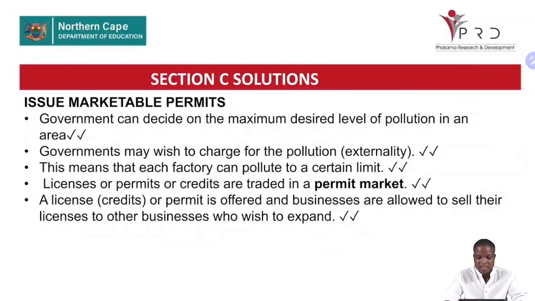This means that each factory can pollute to a certain limit. You are given a permit for a certain limit. When you are given a permit, does it mean the government says to you, go and pollute? It says pollute to a certain maximum according to the permit, right? And also, it encourages you not to pollute, because when you pollute, you need to pay. A license or credit or permit is offered, and businesses are allowed to sell their licenses to other businesses who wish to expand. So if you are no longer using it, you can sell to other businesses who wish to expand, and they will use that permit. And then these licenses are traded in a permit market.